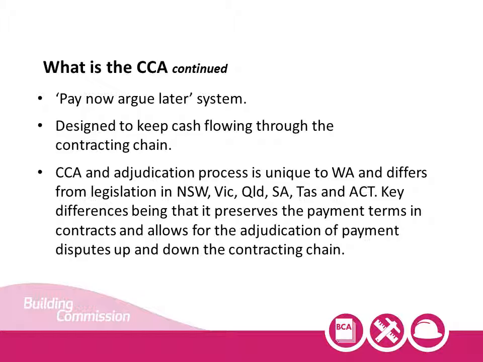The adjudication scheme under the CCA is actually unique to WA and differs from similar legislation in New South Wales, Victoria, Queensland, South Australia, Tasmania, and the ACT. The key differences are firstly that it preserves the payment terms in contracts rather than creating a separate statutory right to progress payments. Secondly, it allows for the adjudication of payment disputes up and down the contracting chain, so a head contractor or principal can make an application for adjudication where there has been a failure by a subcontractor to perform obligations and thus a payment dispute has arisen.